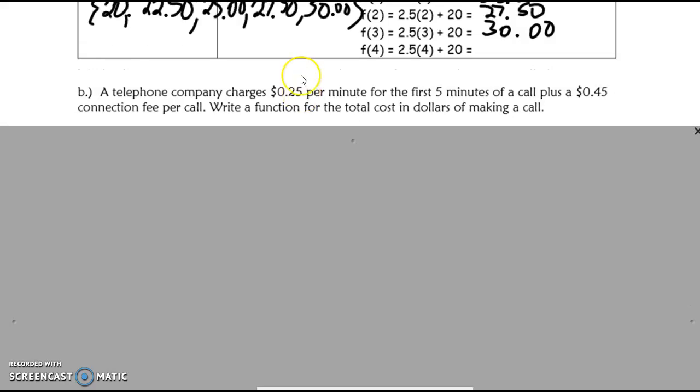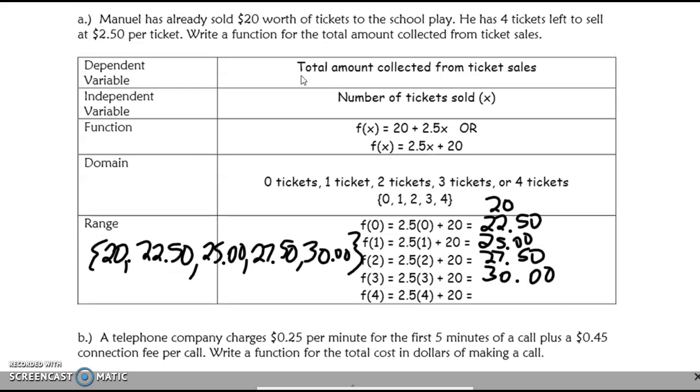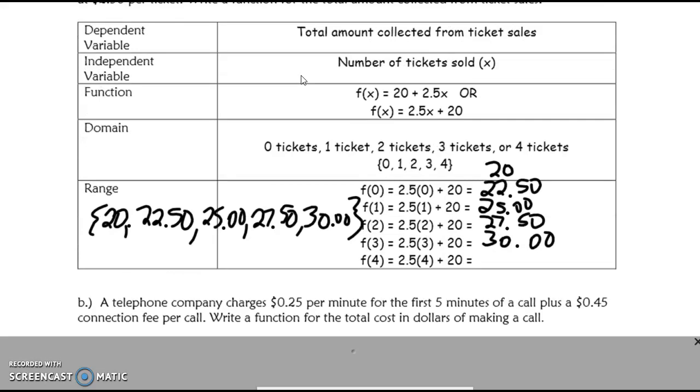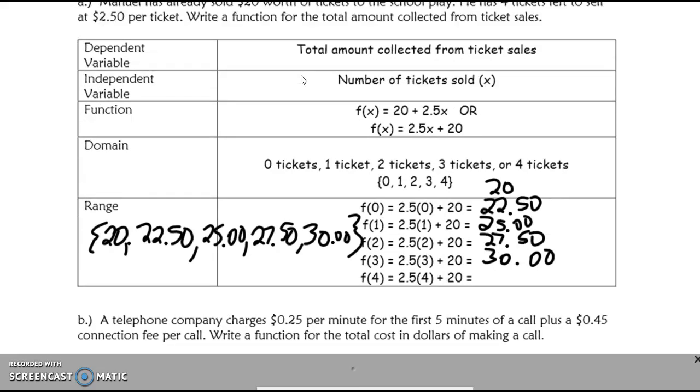So again, we want to identify our dependent variable and independent variable. Notice how on the top it kind of told us what the dependent variable was, right? It said find a function for the total amount collected from ticket sales. And what happened to be our dependent variable? The total amount of ticket sales. But that depended on the number of tickets sold. So here, fill in your dependent and independent variable based on that. See what you can come up with.